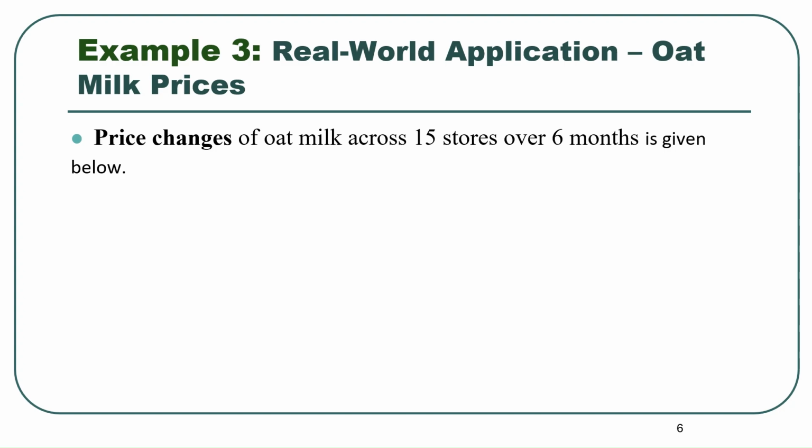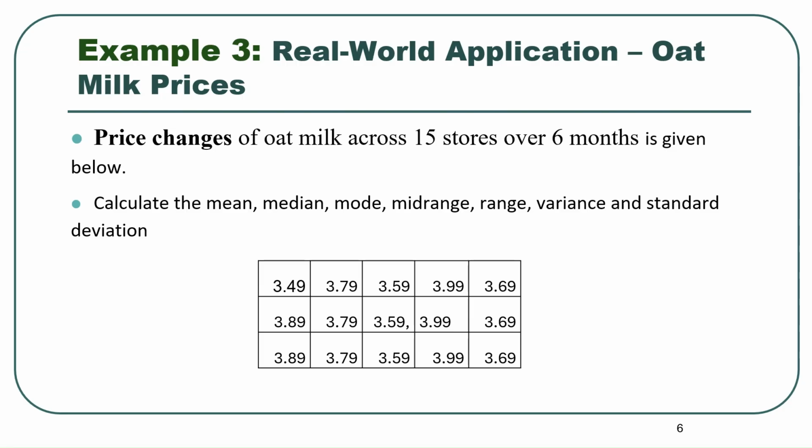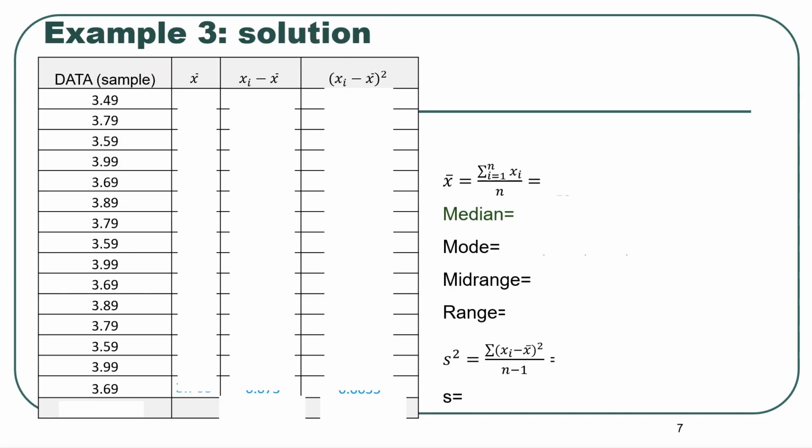We do have here price changes of oat milk across 15 stores over 6 months, and we would like to calculate the mean, median, mode. So let's crunch the numbers and see how central tendency and variability help us understand the market. Let's calculate the full set of measures: mean, median, mode, and mid-range.